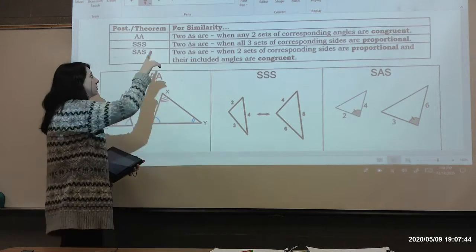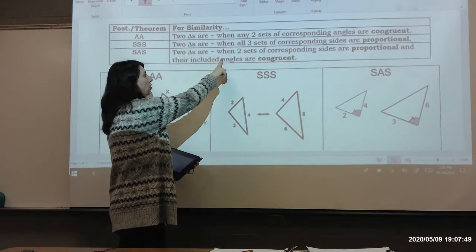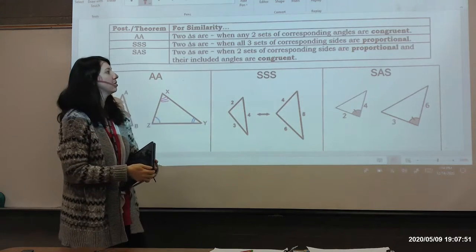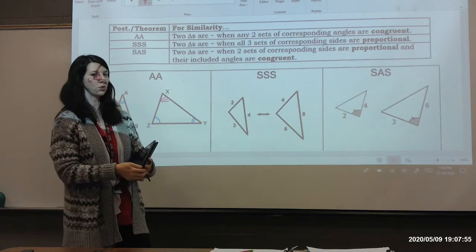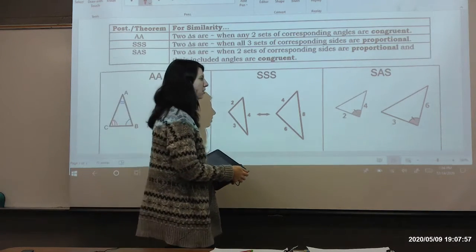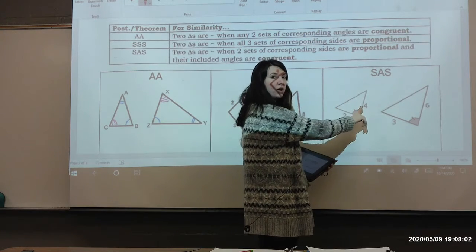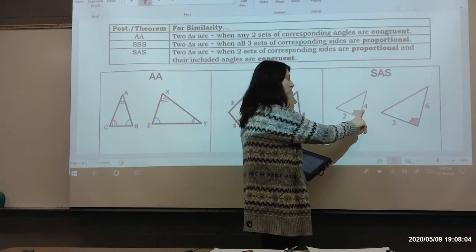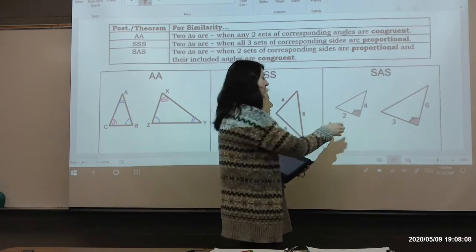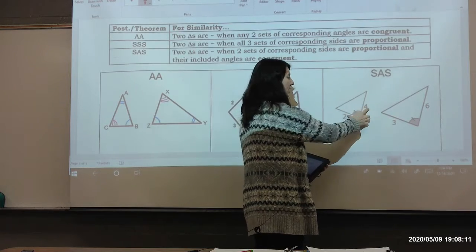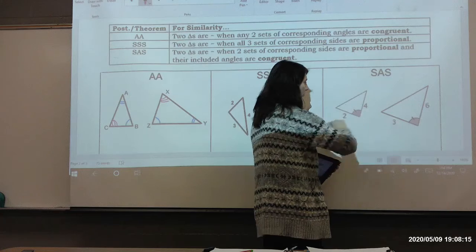And our last theorem is side, angle, side, which says that 2 triangles are similar when 2 sets of corresponding sides are proportional and their included angle is congruent. All right, so here's an example of side, angle, side. Notice it's called side, angle, side because if you read it in order of the triangle, it goes side, angle, side. This is what we call our included angle, right? So it's in between the 2 sides that we're looking at, right? And it has to be the same 2 sides and angle on both triangles.